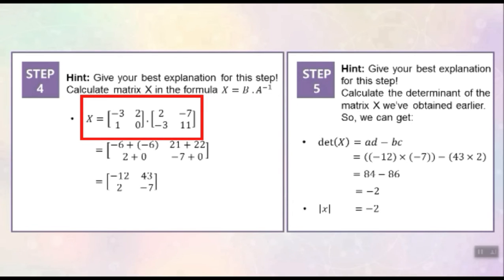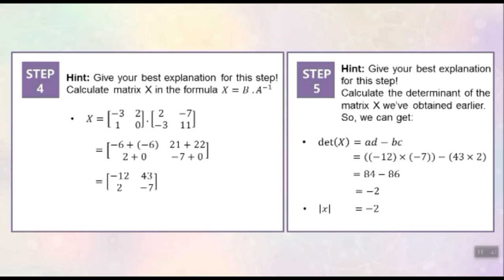Next, step 4, calculate matrix X with the formula X equals B times A inverse. So we get X equals matrix B, [minus 3, 2; 1, 0], times matrix A inverse, [2, minus 7; minus 3, 11]. And we get the answer, the matrix [minus 12, 43; 2, minus 7].